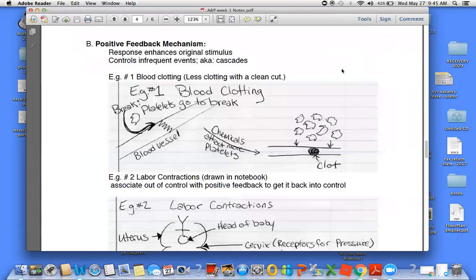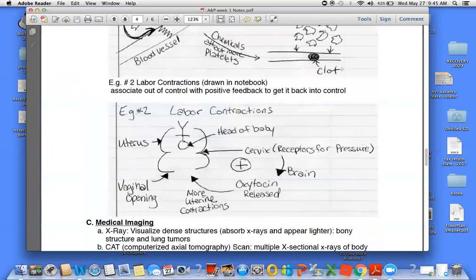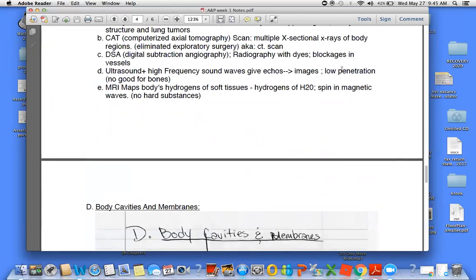Basically more and more platelets come to the area to form the clot, and the clot brings your body back to normal. You're not bleeding to death. So those are positive feedback mechanisms.